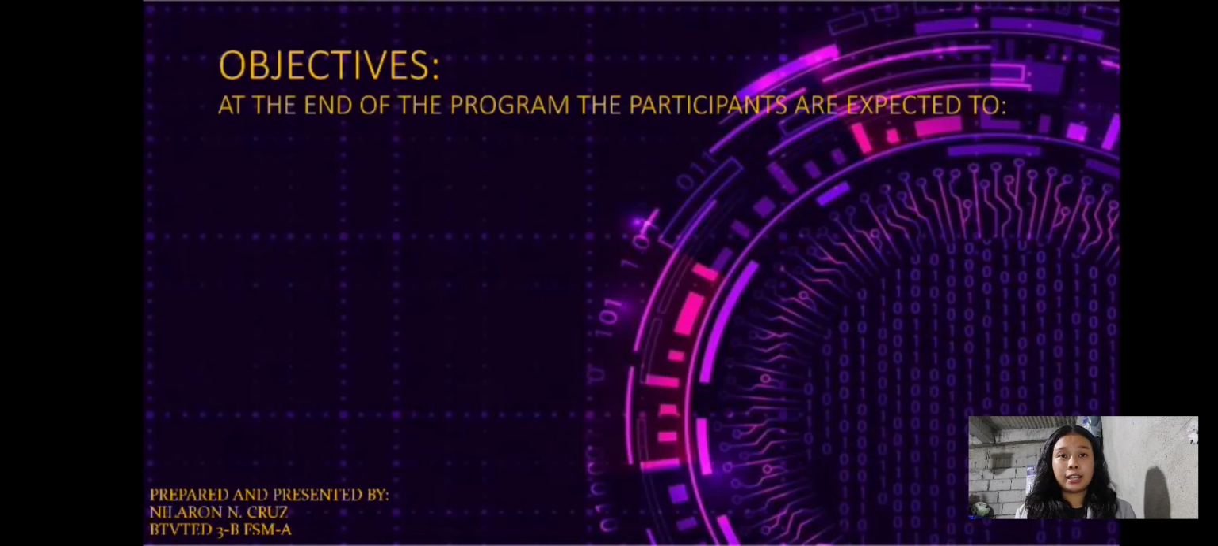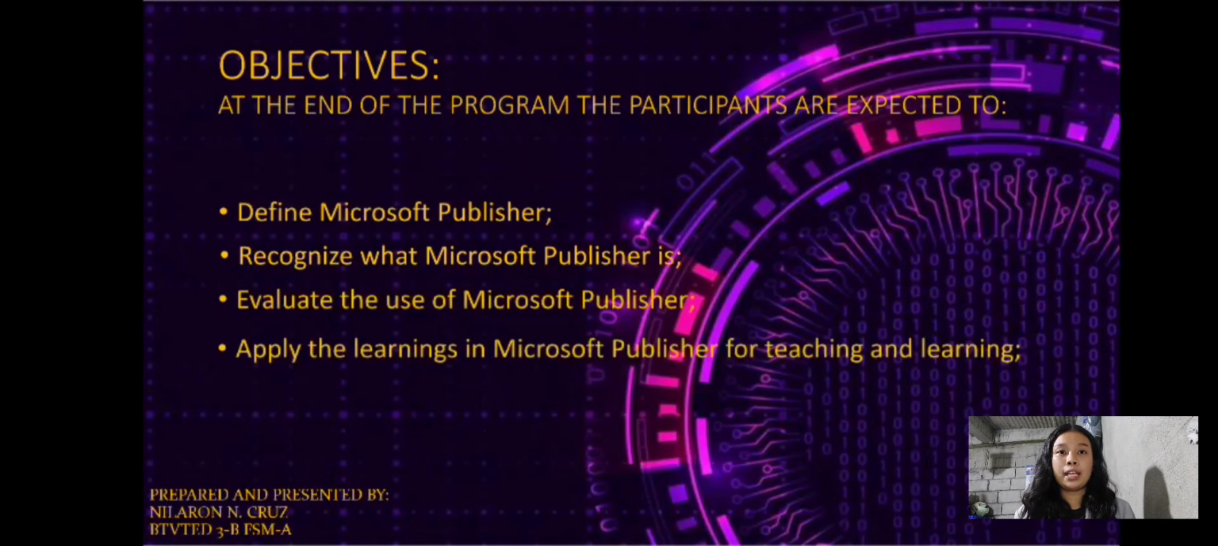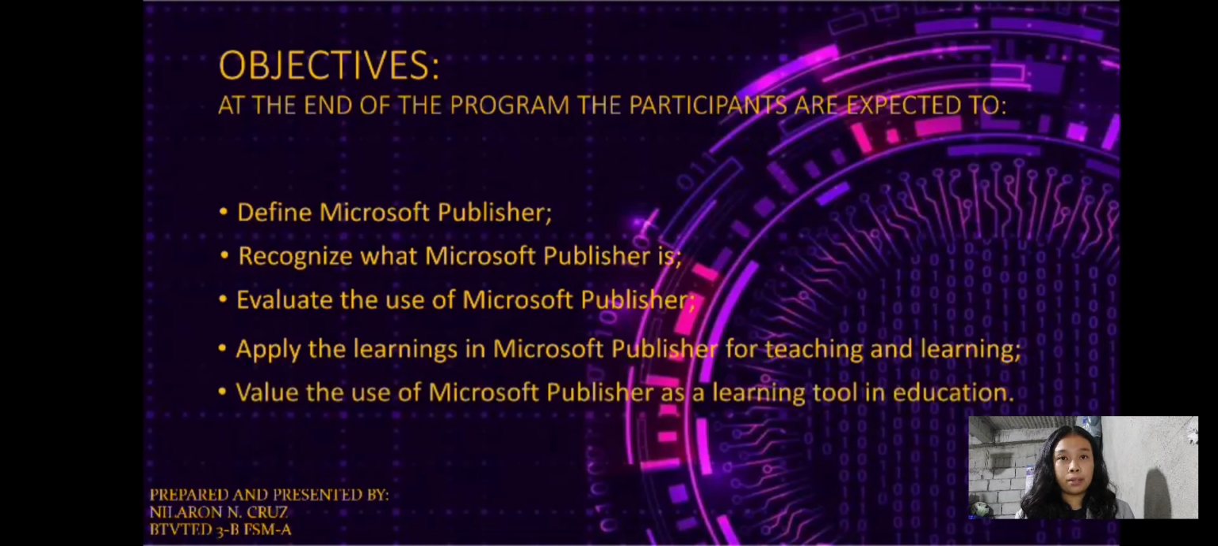So, for the objective, at the end of the discussion, the participants are expected to, first, define Microsoft Publisher. Second, recognize what Microsoft Publisher is. Third, evaluate the use of Microsoft Publisher. The fourth bullet, apply the learnings in Microsoft Publisher for teaching and learning. And lastly, value the use of Microsoft Publisher as a learning tool in education.